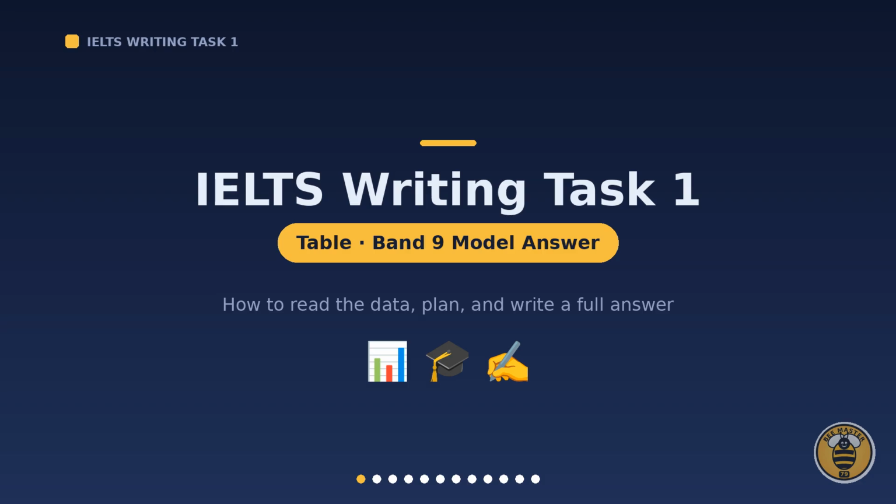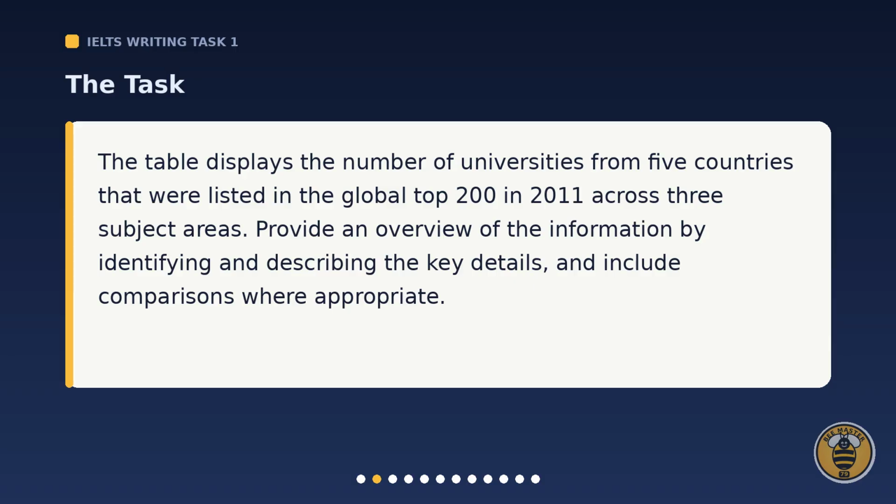Welcome. In this lesson we will work through an IELTS Writing Task 1, step by step, from reading the data to a full model answer. Here is the task. The table shows how many universities from 5 countries appeared in the global top 200 in 2011, across 3 subjects. We must give an overview, describe the key details, and make comparisons.